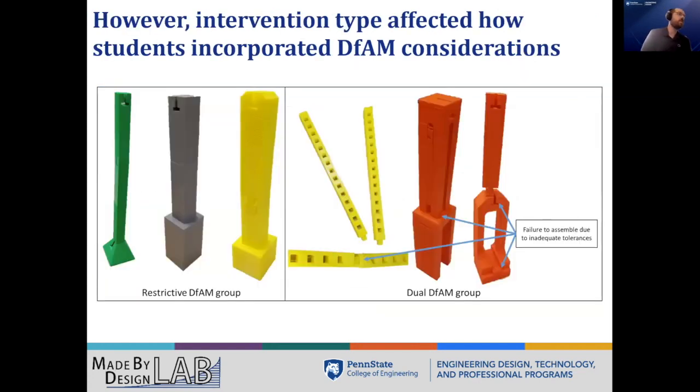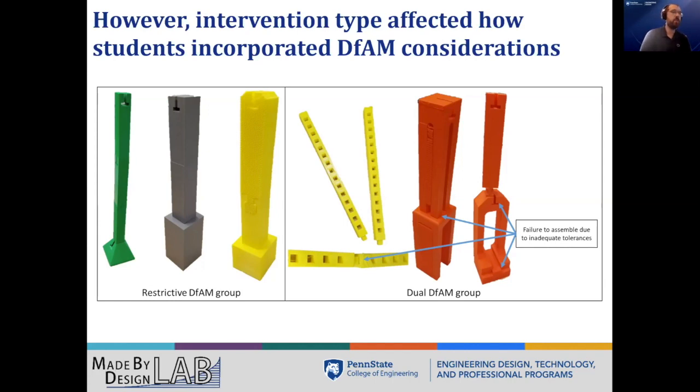What's interesting though is as we started to really dive into the solutions that the students were coming up with, we were seeing a very different approach that each one took to incorporating these design for additive manufacturing considerations. So these are a couple of example designs that we saw. On the left, you can see some examples from the restrictive group. All the towers fit together very nicely, but they're relatively plain. It's mostly just rectangles extruded 18 inches up.